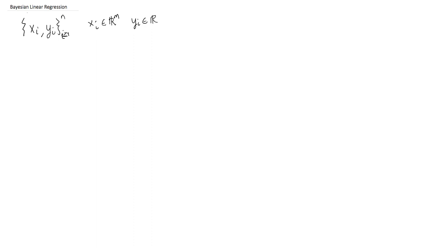The advantage of Bayesian linear regression is that it allows us to encode our beliefs about what we think our weight vector w should be, and it then allows us to obtain a posterior distribution over that weight vector instead of just a single point.